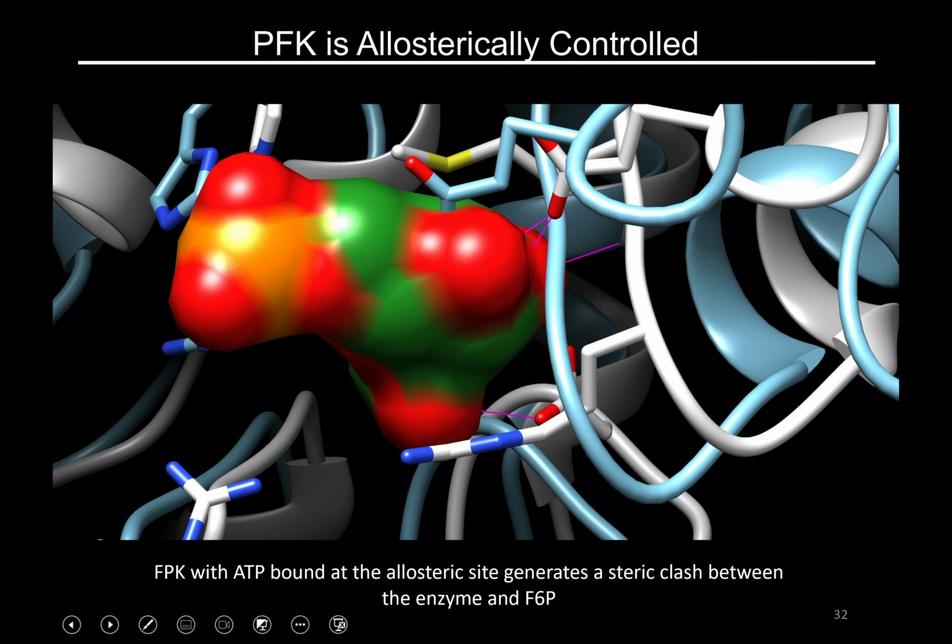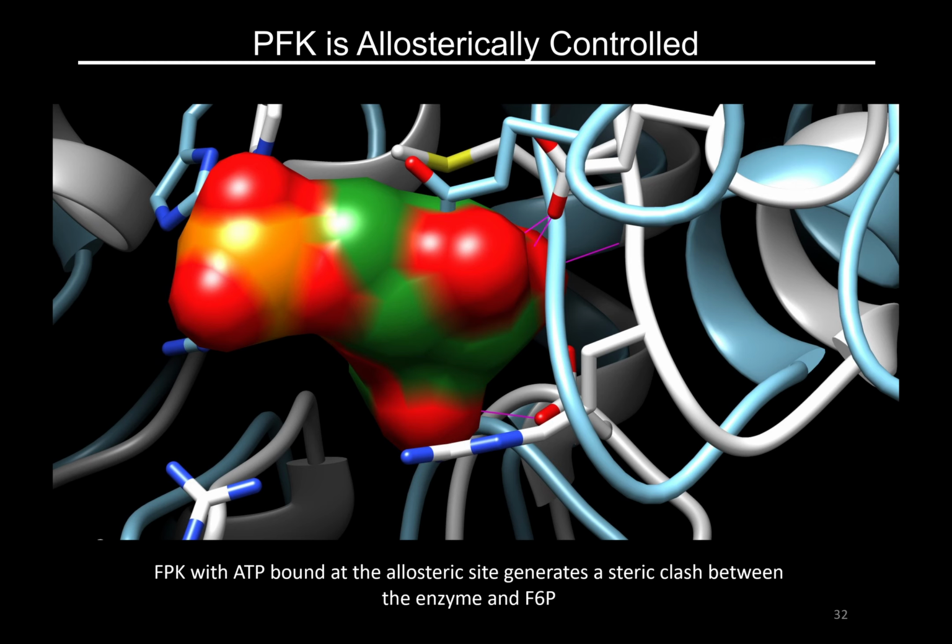The idea here, and this is just to demonstrate how this works, is what I'm showing here is two structures of the enzyme. The same enzyme, one of them, the blue one here, has ATP bound to the allosteric site. So this inhibits enzyme activity. We just saw that it inhibits enzyme activity by decreasing the ability of the enzyme to bind substrate. And the way that it does that is it triggers a structural change which moves a couple of these critical loops.